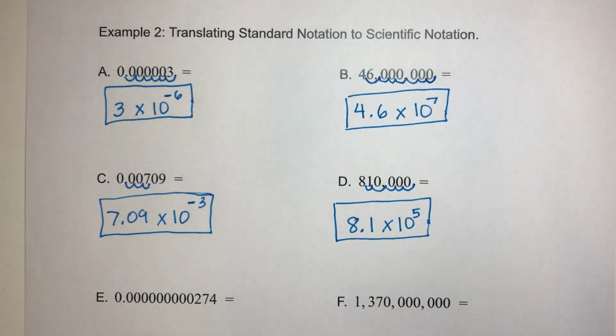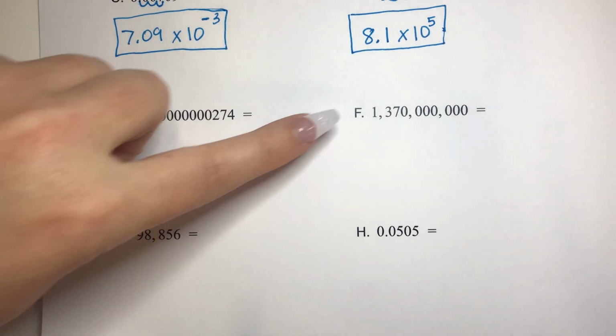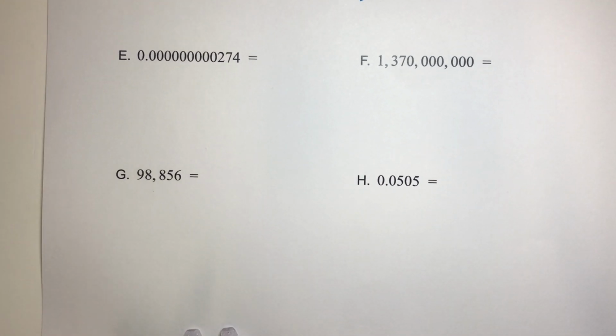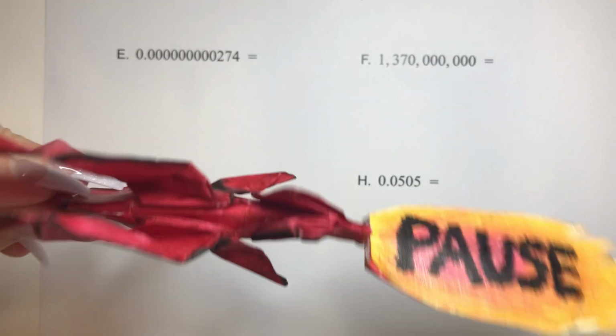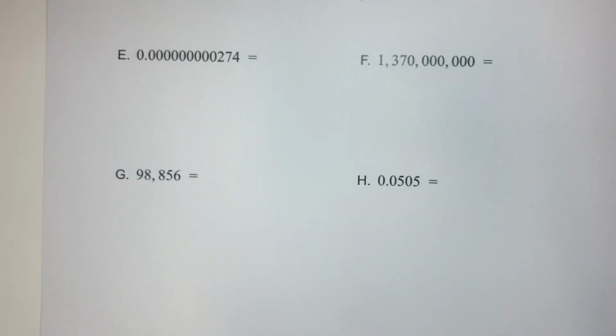Okay, now it is your turn, ladies and gentlemen. I want you to try E, F, G, H on your own. So where's my friend? Here's my friend, the pause dragon. Reminding you to pause your device. Go ahead and work out those 4 problems. When you get done, press play and we'll talk about them together. All right, see you in a bit.